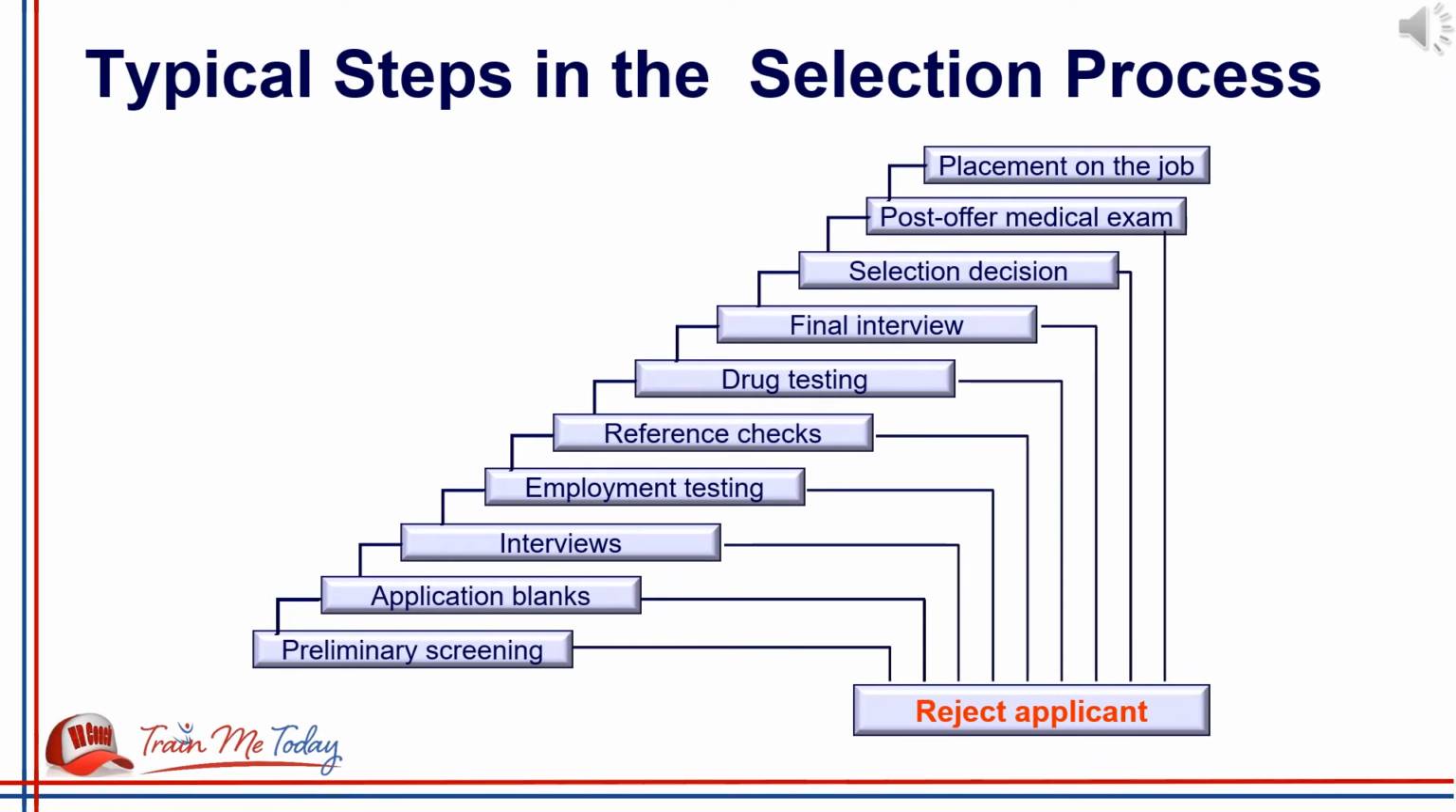The selection process is a sequential procedure involving some or all of the steps illustrated on this slide. Each step in the process is treated as a hurdle that screens the number of employees advancing to the next step. To survive the process and be placed in the job, an applicant must successfully pass each hurdle.